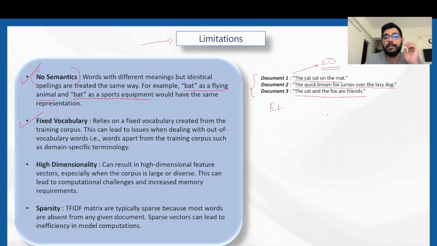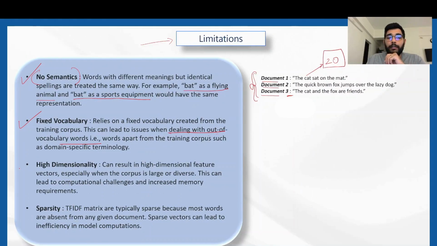Let's say the model encounters a word, elephant. What happens then? Since the model has not seen this word, and was only trained on the fixed vocabulary of 20 words, the model will not perform to the best of its capability, because it is now exposed to unseen vocabulary which it has not been trained on. So this is one of the limitations of TF-IDF, having a fixed vocabulary, because the matrix itself is confined to the vocabulary present in the training corpus.